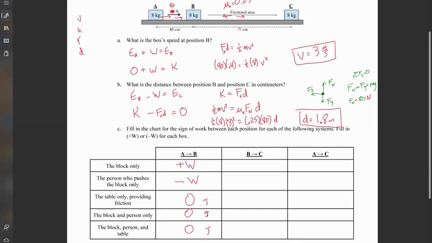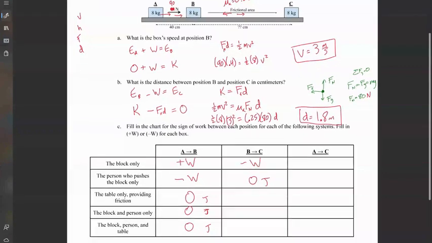Okay, B to C, this is where the friction happens, right? The block loses the energy that it gained previously. The person has no part in the friction, so that makes no impact on the person.